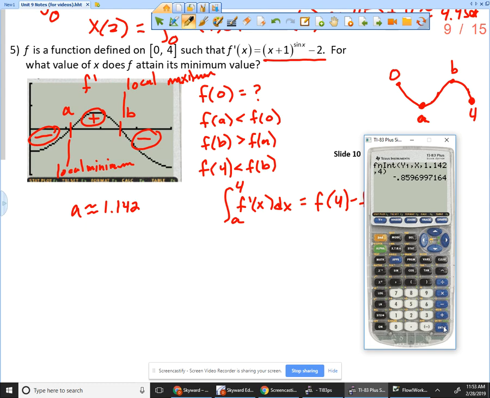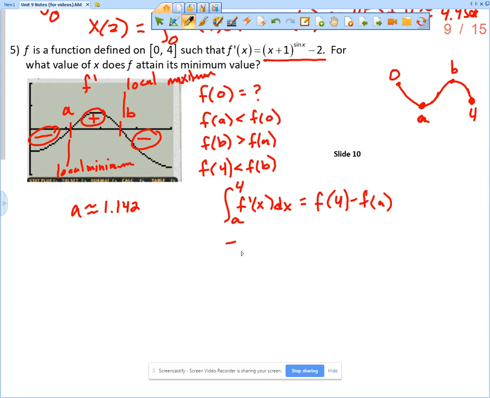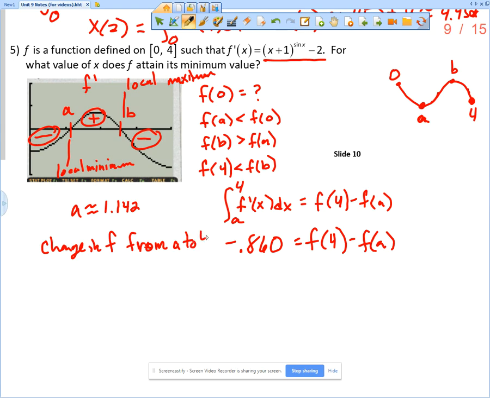All right, so now that is the value of our integral. So we get negative 0.859. Okay, so negative 0.860. All right, so negative 0.860, right? That's the value of the integral, which is equal to f of 4 minus f of a. Now, let's think for a second. The value of this integral is negative. So what does that mean? That the change in f, so write this down, change in f from a to 4 is less than 0.